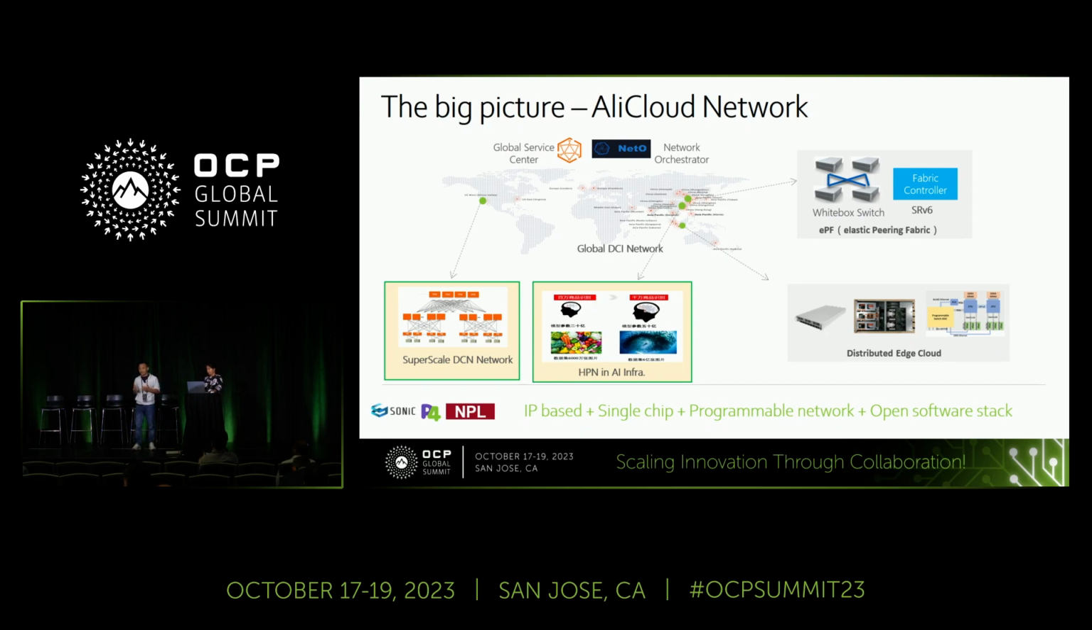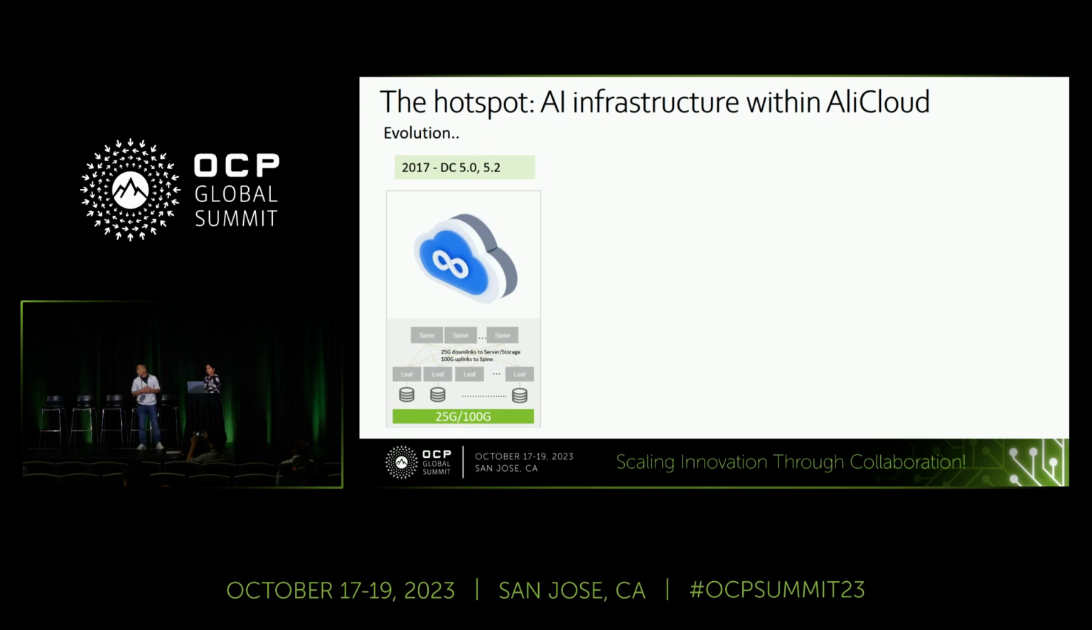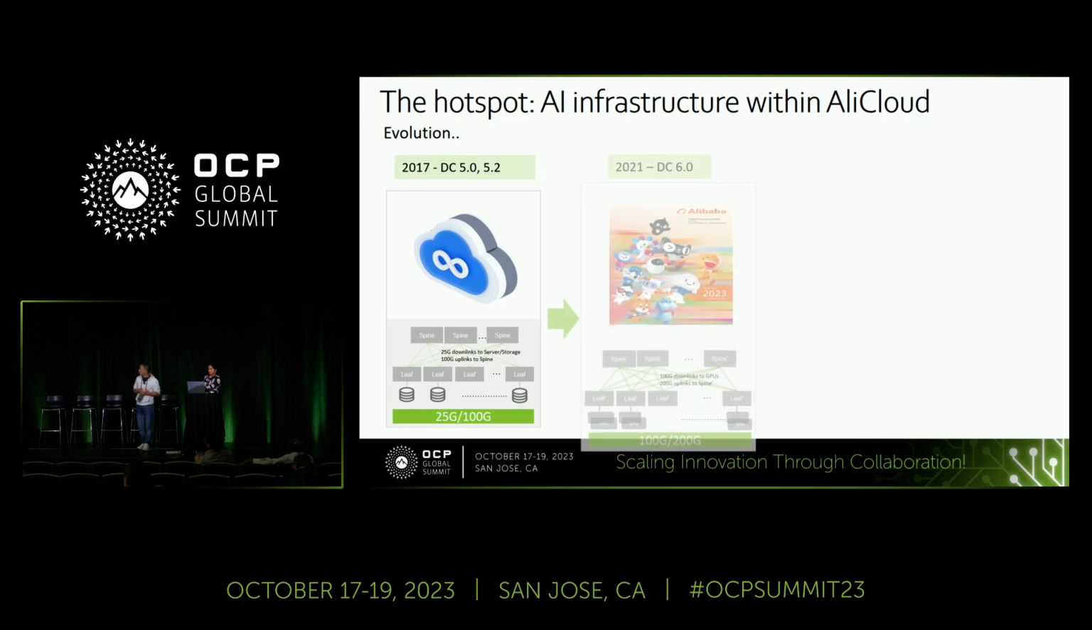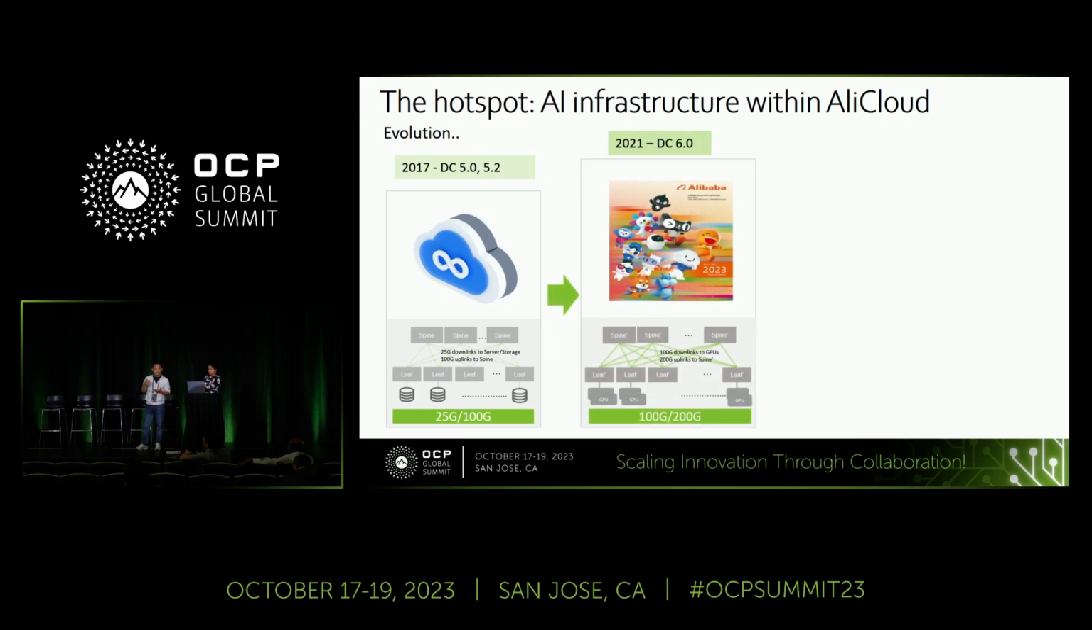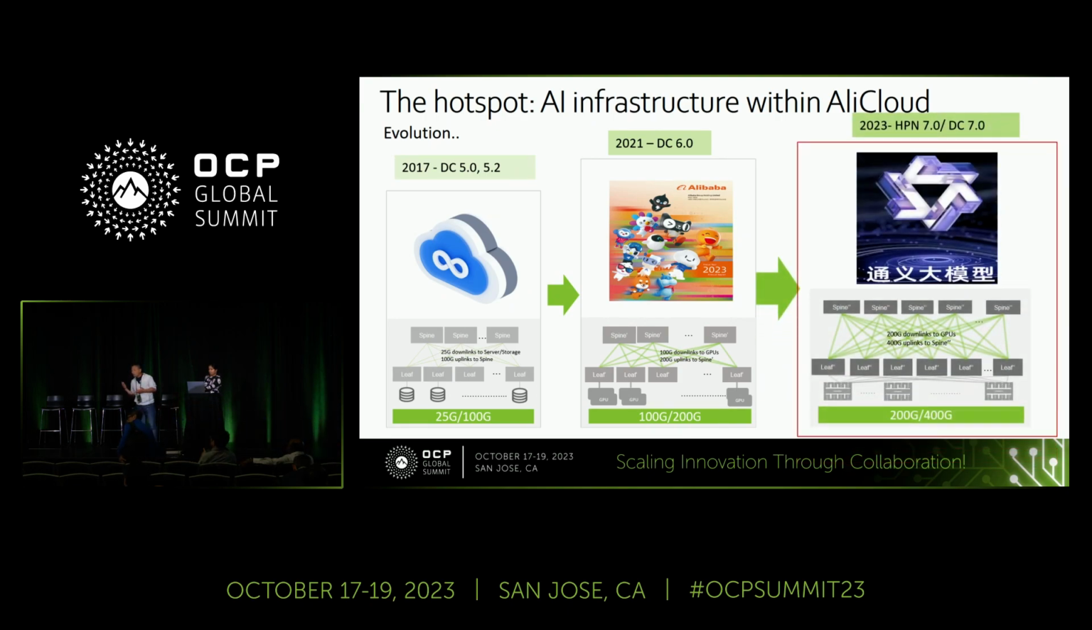I will double-click on our DC network and HP network. As shown, we can see that in just the last 6 years, we have deployed 3 generations of large-scale networks. We started from the 25 gig storage network with 100 gig uplinks, to the 100 gig downlinks with 200 gig uplinks. Now we are deploying the 400 gig HP networks with 200 gig connectivity to the GPUs and 400 gig to the spines.